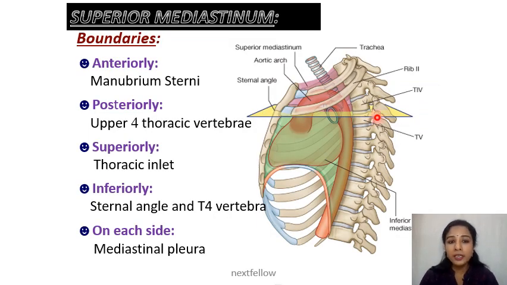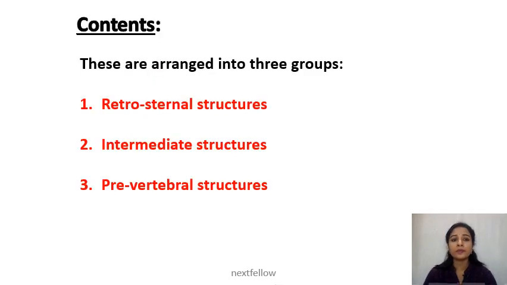Superior mediastinum, let's see its boundaries and contents. Anteriorly, it is related to the manubrium sterni. Posteriorly, the T1 to T4 vertebrae. Superiorly, it opens into the root of the neck, which is called the thoracic inlet. Inferiorly, an imaginary line is drawn from the sternal angle to the T4 vertebra. And on each side, of course, it is related to the mediastinal pleura.